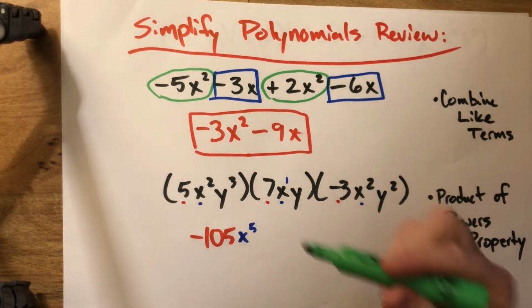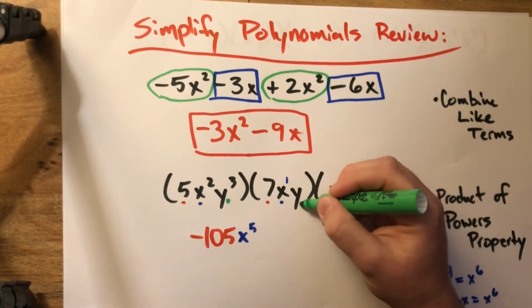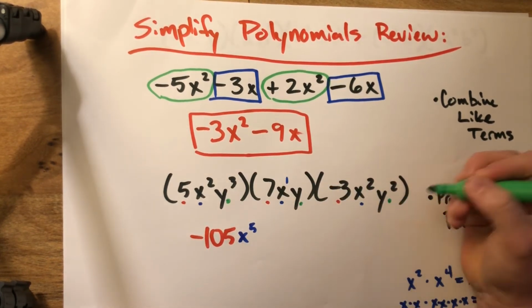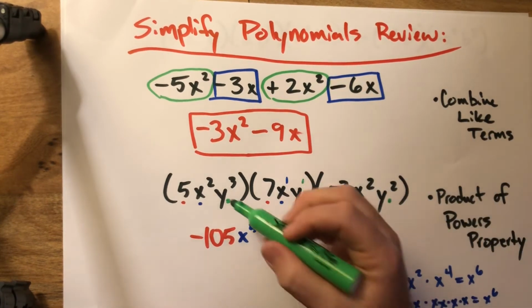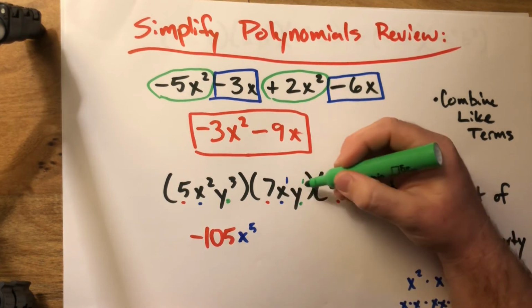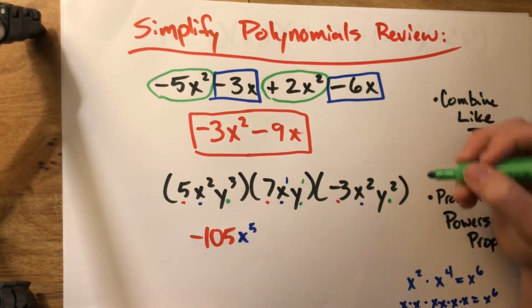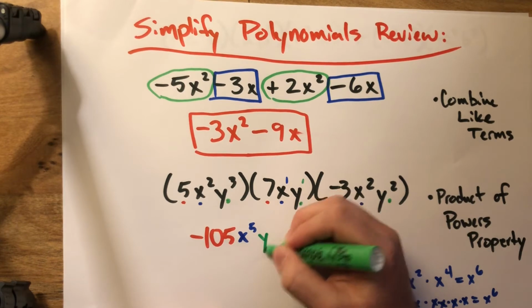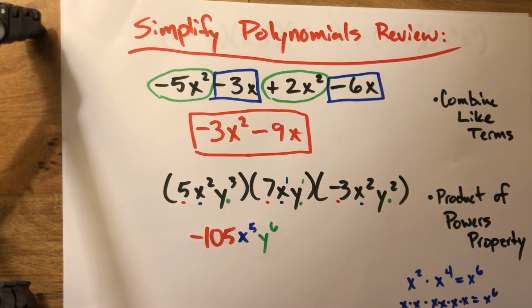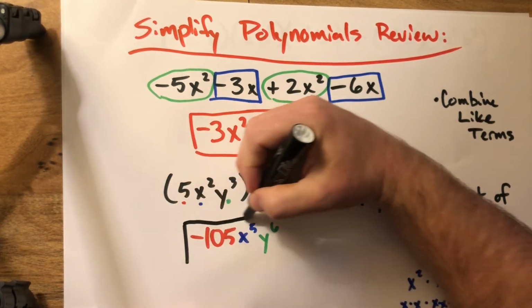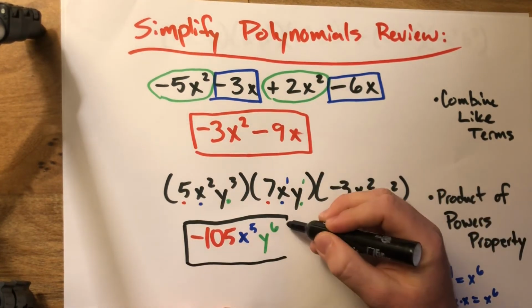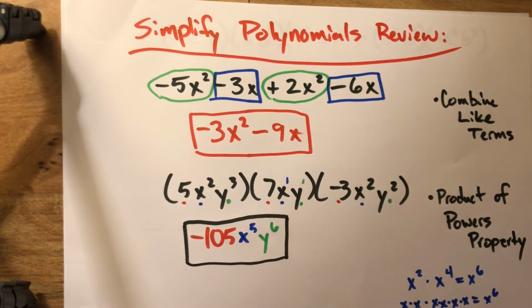Let's do the same thing for y's. We have y to the 3rd, y to the 1st, and y to the 2nd. Put the 1st in there as well, just to show you. So now we have y to the 3rd, that's 3 of them, plus another one makes 4, plus 2 more makes 6. So y to the 6th. So when using our product of powers property to simplify this, we actually get negative 105 x to the 5th, y to the 6th. And that's simplified.